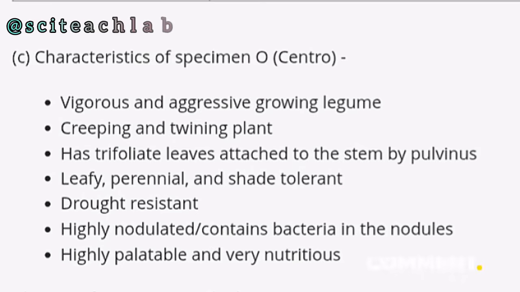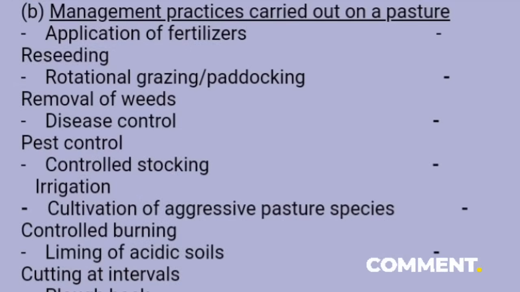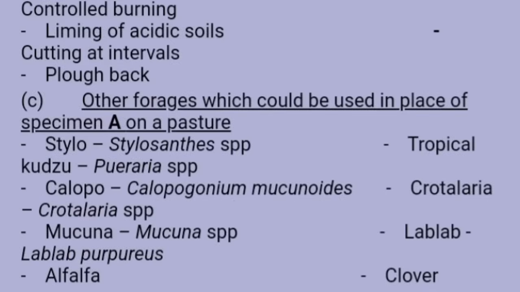And because of that, you have to think of the management practices carried out on a pasture. You have application of fertilizers, reseeding, rotational grazing, paddocking, removal of weeds, disease control, pest control, controlled stocking, irrigation, cultivation of aggressive pasture species, controlled burning, liming of acid soils, and cutting at intervals, plow back. Those are management practices carried out on a pasture.